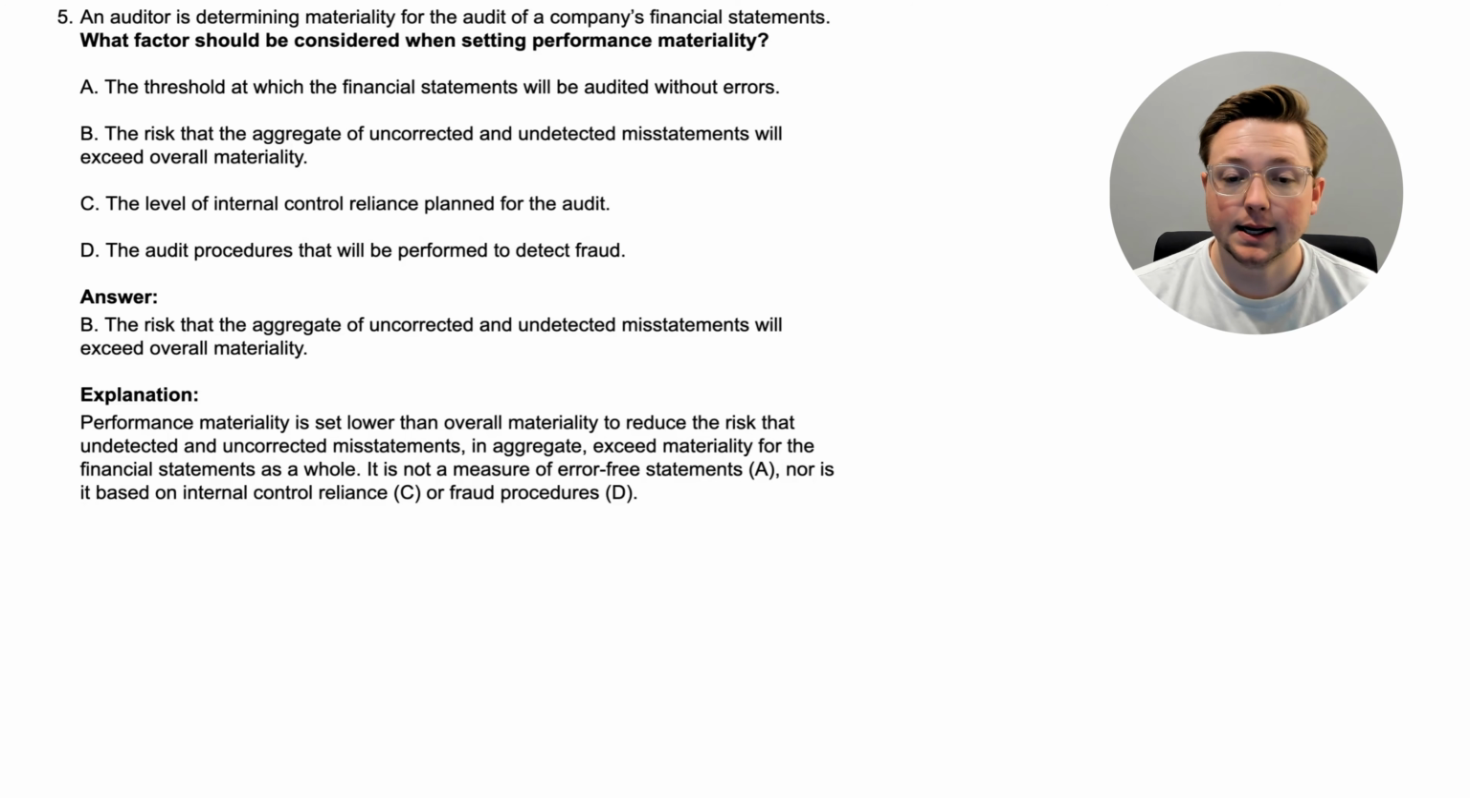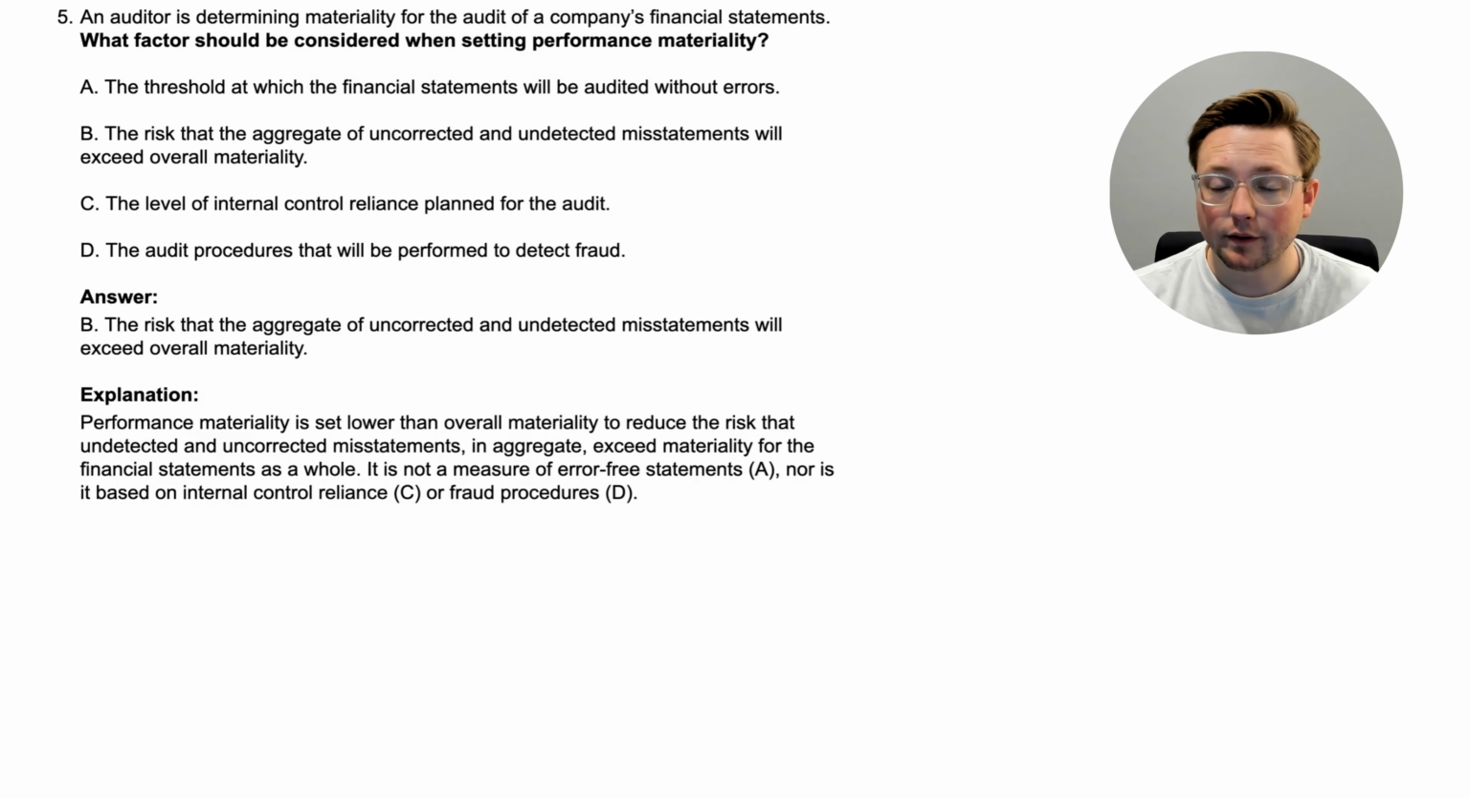Performance materiality is set lower than overall materiality to reduce the risk that undetected and uncorrected misstatements in aggregate, so in total, exceed materiality for the financial statements as a whole. It is not a measure of error-free statements, nor is it based on internal control reliance or fraud procedures. And again, these are all things that have to do with specifically when you are drafting an engagement plan. You want to consider performance materiality. You want to consider the other things that we've talked about in the previous questions.